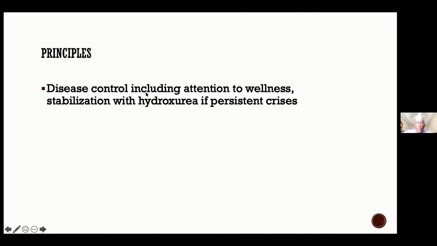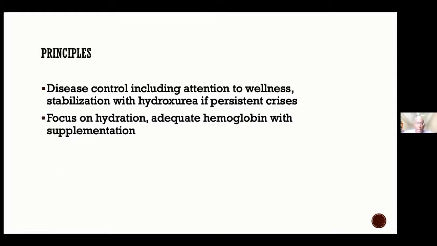For those who have frequent episodes despite doing all the right things, you could look at disease stabilization with hydroxyurea. I know it's unpleasant for a lot of people, but if you could stabilize the disease a bit and give yourself a little leeway in terms of resetting your pain scores and your management of your disease, then it's always a good idea. Optimizing your hemoglobin and focusing on diet.